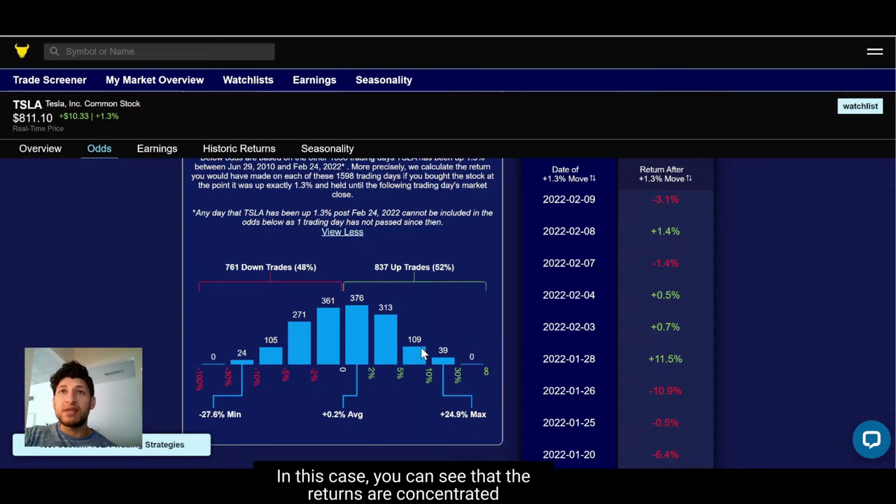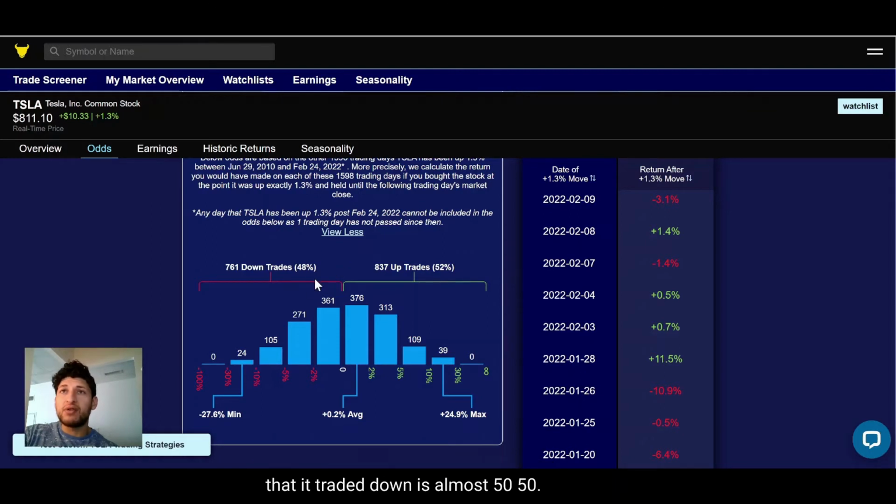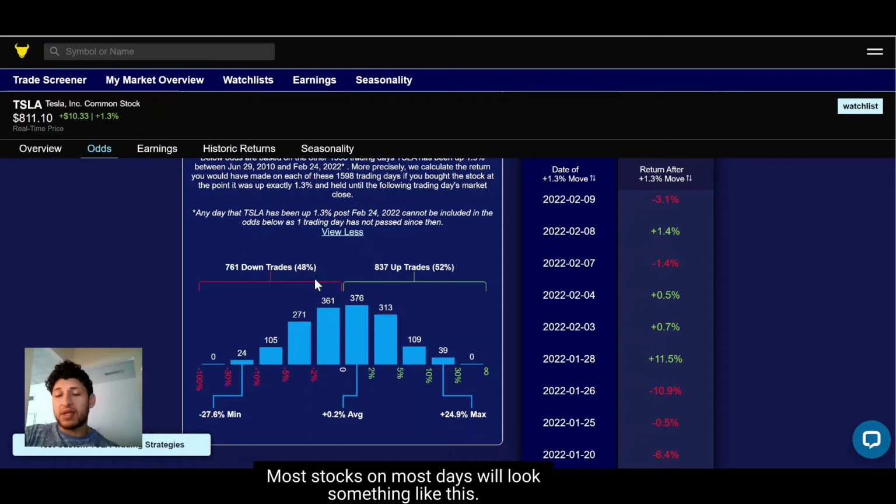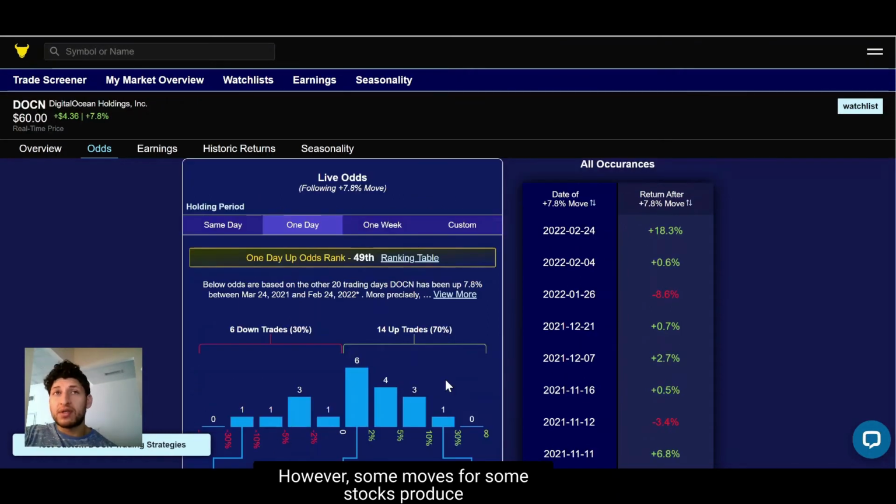In this case, you can see that the returns are concentrated between -2 and +2%, and that the 52% of the times it traded up versus the 48% of the times that it traded down is almost 50-50. Most stocks on most days will look something like this. However, some moves for some stocks produce a more skewed distribution of returns.